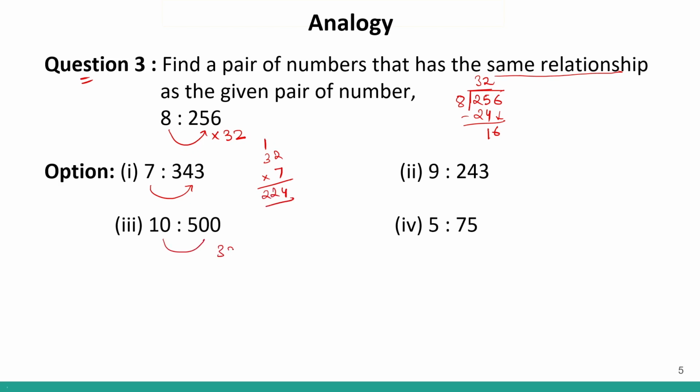Over here it will be 320. So not the same logic. 32 into 5 will give me how much? 160. Correct? So not the same logic. And 32 into 9. So 9 2s are 18, 9 3s are 27 plus 1, 288. So not the same logic. So the logic of being multiplied by 32 does not follow.